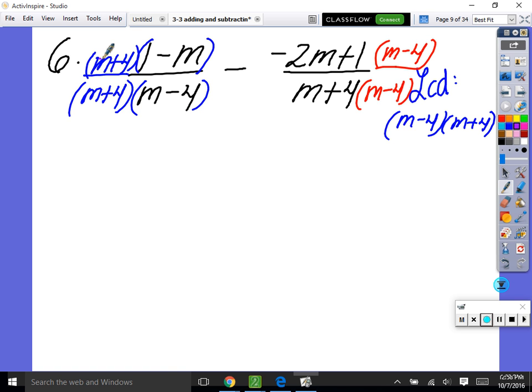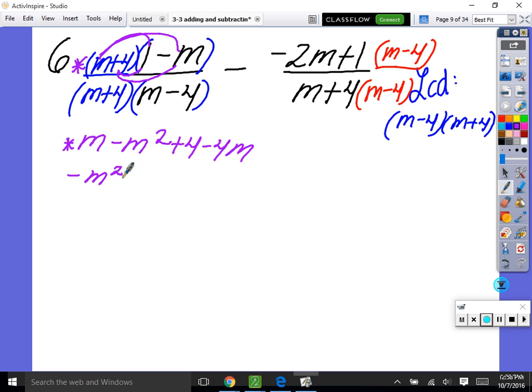So let's do it. m times 1 is m, correct? m times negative m is negative m squared. 4 times 1 is positive 4. 4 times negative m is negative 4m's. I'm going to keep focusing on just this piece for a minute. So let's combine like terms. That's negative m squared minus 3m's, correct? Plus 4.